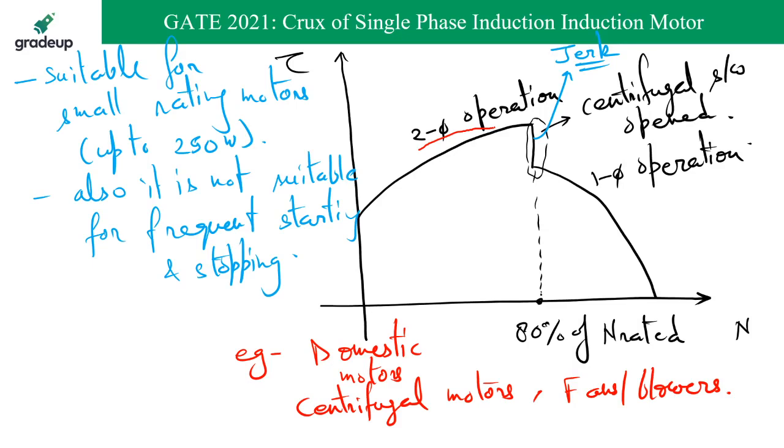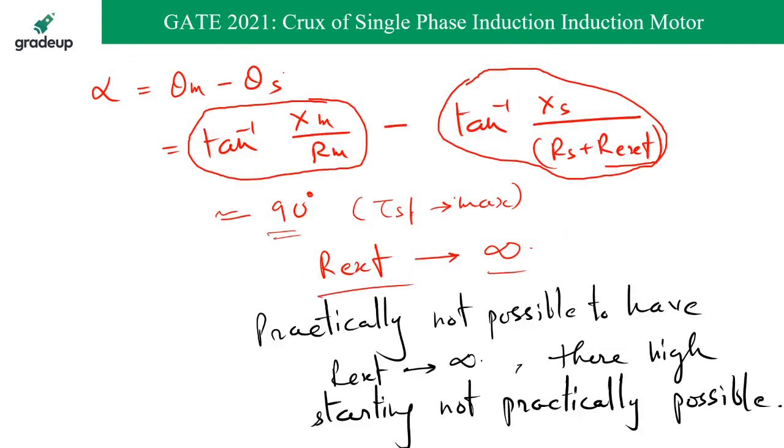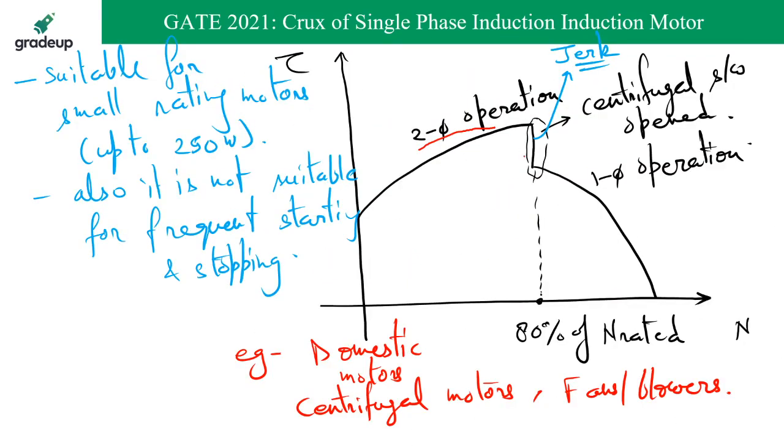One switch is connected to the auxiliary winding, which we are calling as centrifugal switch, so that starting winding is disconnected. The moment starting winding is disconnected, there is a sudden jerk, and now the single phase operation starts. These are the applications and these are the ratings which is mentioned on your screen. You can note it down. Everybody okay with that? Can we go to the next method?